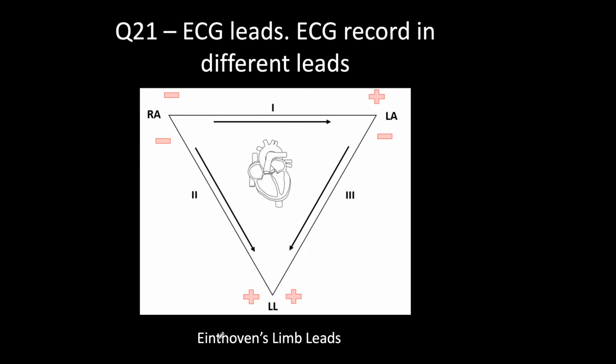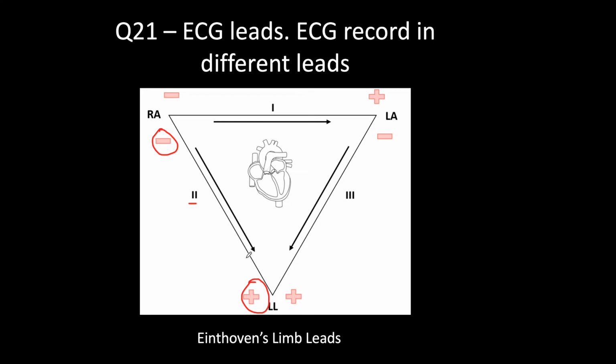You place a negative electrode on the right arm and a positive electrode on the foot, and you get lead 2, which is looking at the heart from the bottom. So imagine if you had your eye here, you're looking at the heart from the bottom around this angle.